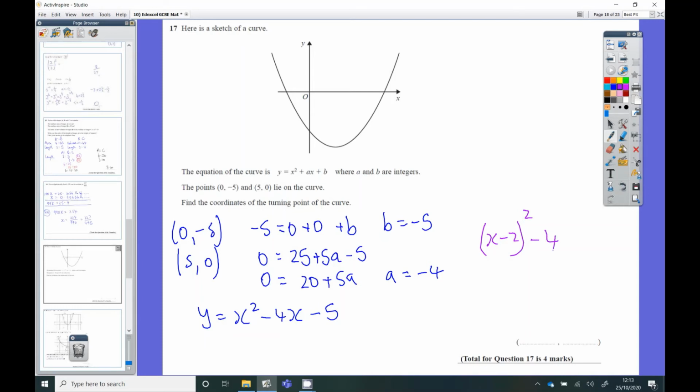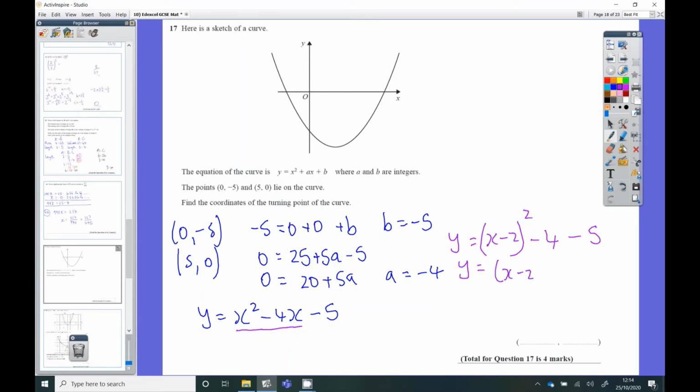As things stand, that bit there in purple is exactly equal to x squared minus 4x. We've just substituted it in instead. We've still got the minus 5 on the end. So y equals x minus 2 all squared minus 4 minus 5. So y equals x minus 2 all squared minus 9.